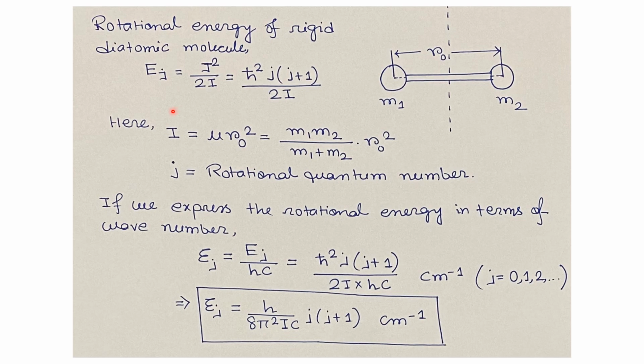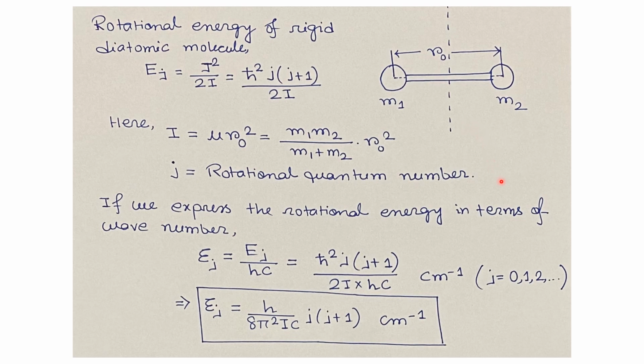So the eigenenergy of this system will be Ej equals h cut squared times j into j plus 1 divided by 2I. Here I equals mu r0 squared. Mu is the reduced mass of this system, that is m1 m2 by m1 plus m2. So the moment of inertia I equals m1 m2 divided by m1 plus m2 times r0 squared, and the small j is our rotational quantum number for this rigid diatomic molecule.